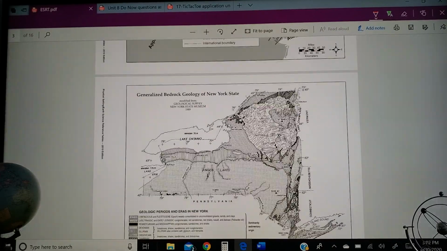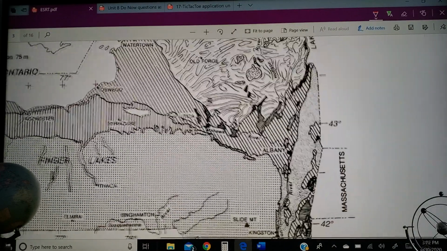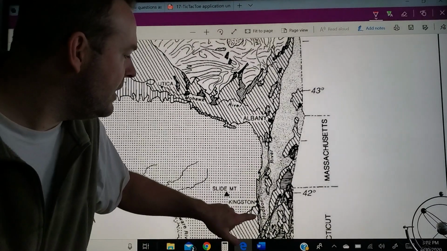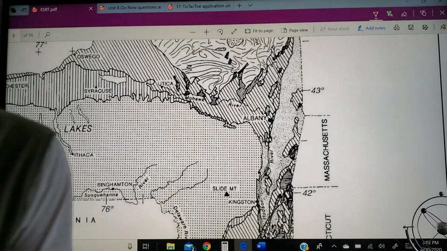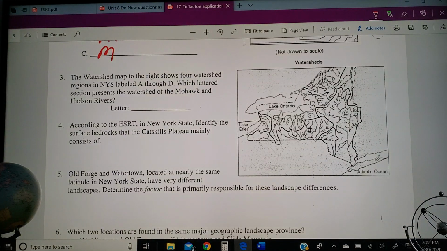And if you zoom in, all right, you can see there's your Hudson and here's your Mohawk. So which one would that be on this map? Well, clearly it would be area C, right?